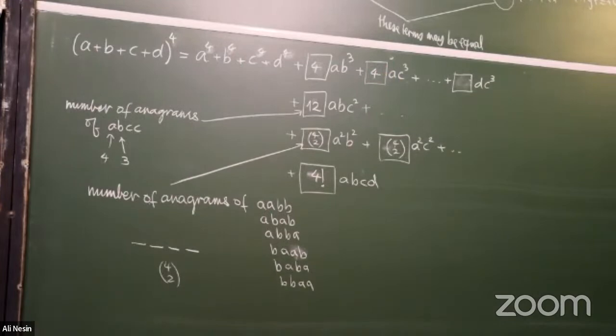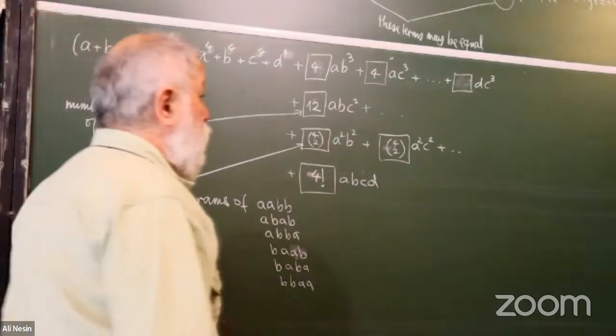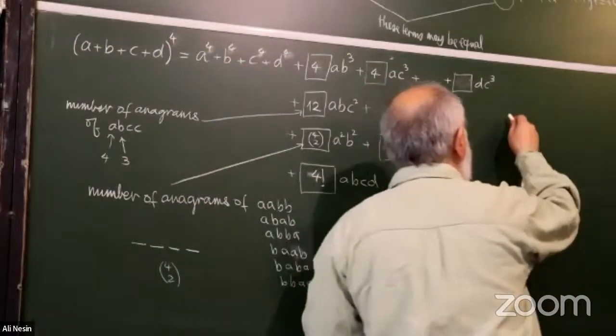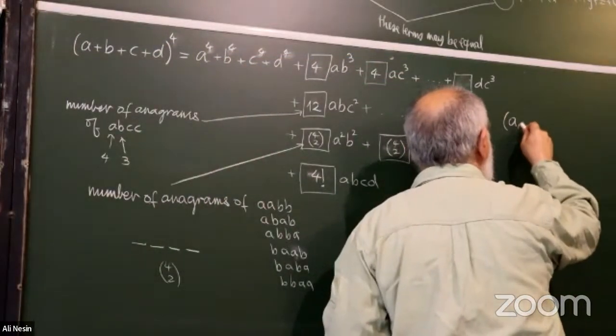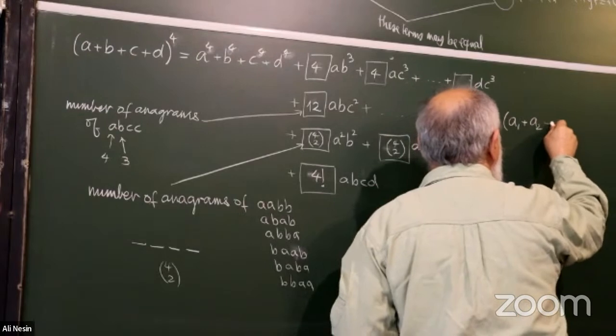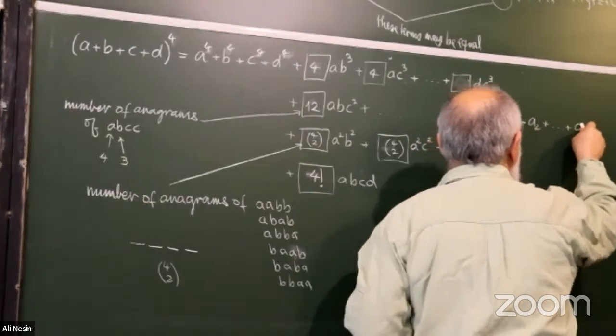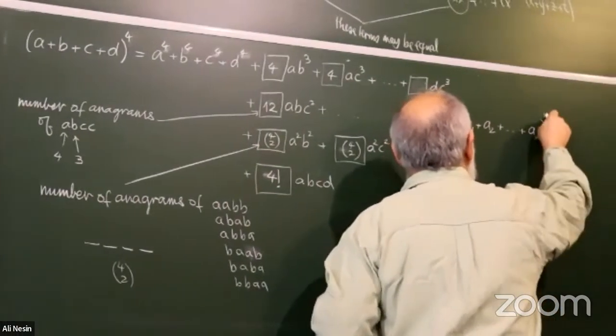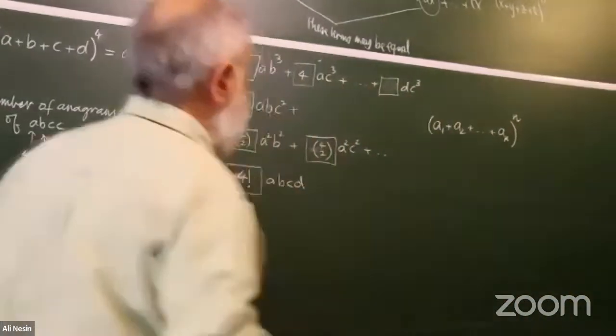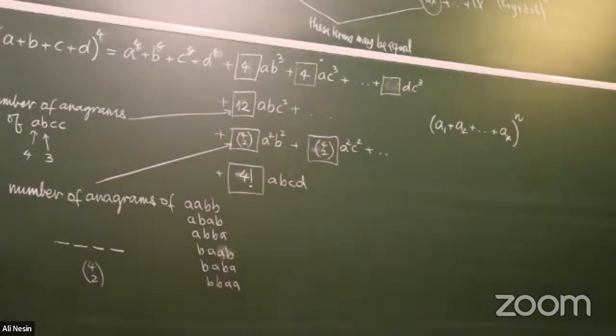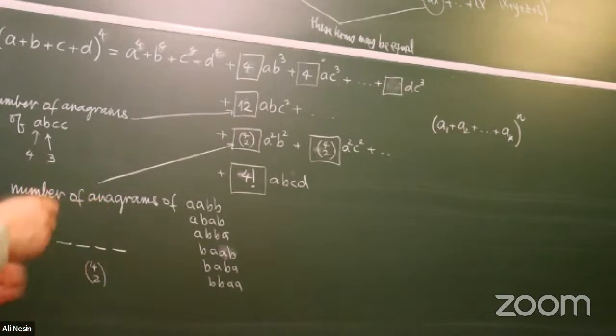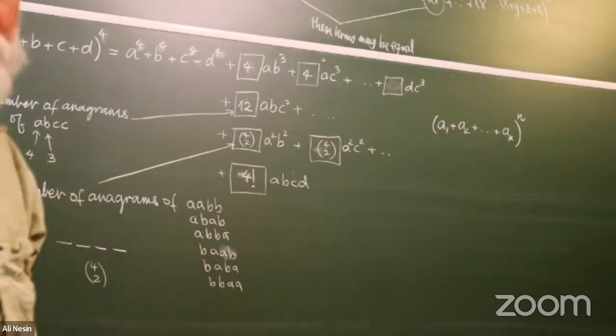In general, how can you find the coefficients? Suppose I'm doing, in a ring, (A1 + A2 + ... + AK) to the n power. And suppose that I'm in a commutative ring, or that the Ai's each commute with each other. So, do you have any questions?